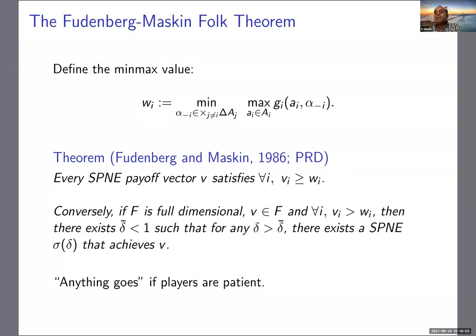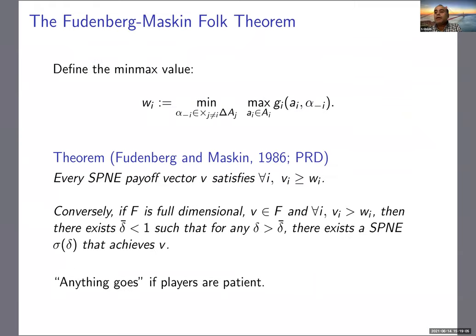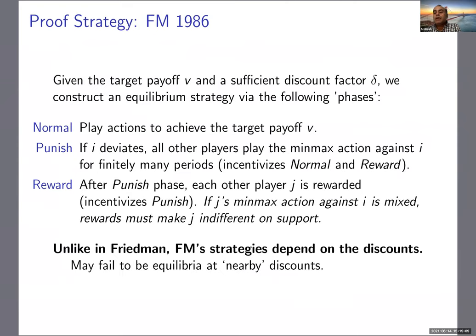Anything goes if players are patient, right? But there is this bit of fine tuning that's happening. And let me just talk a little bit about the strategy of proof of Fudenberg-Maskin 86, and that will clarify why this is fine-tuned, okay?